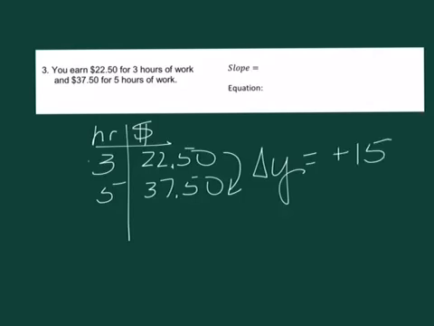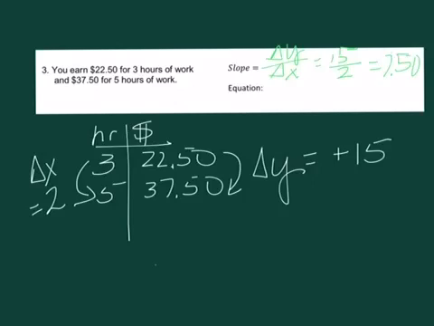At the same time, our change in x, our hours worked, went from 3 to 5, so we worked 2 extra hours. To look at slope, we want to look at the change in y compared to the change in x. So in this case, we have 15 extra dollars for 2 extra hours of work. So our unit rate is $7.50 per hour. So our equation here would be y equals 7.5 times x.